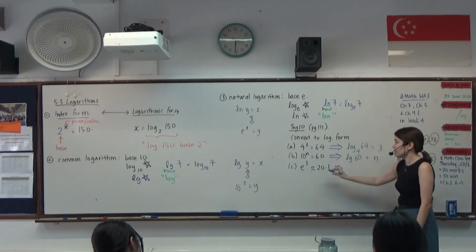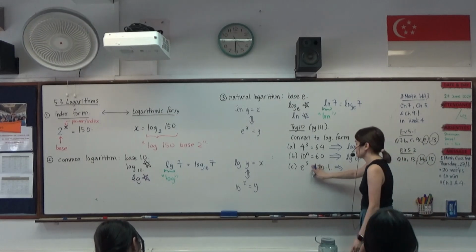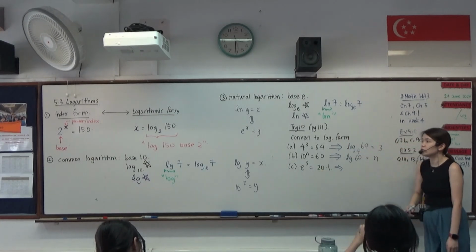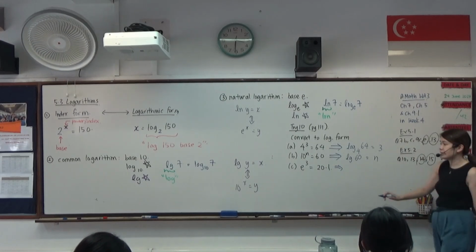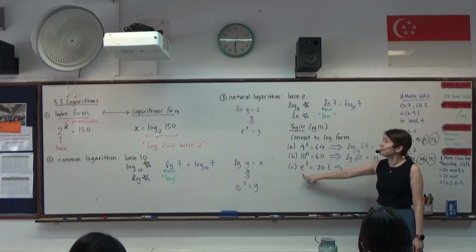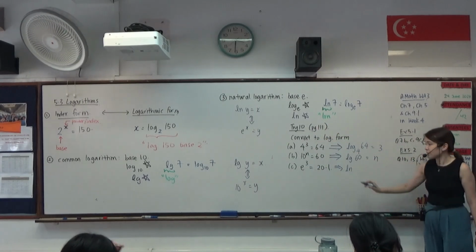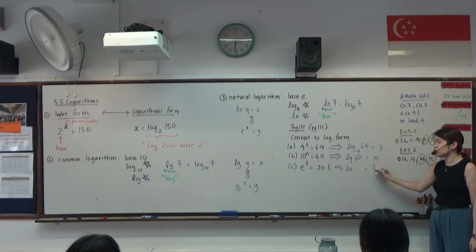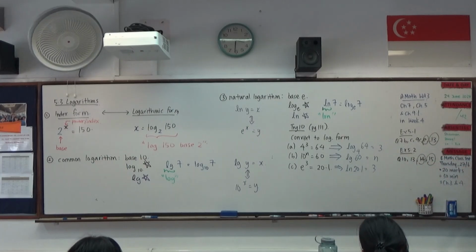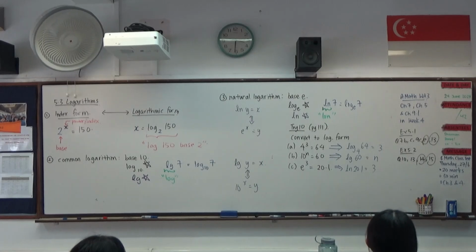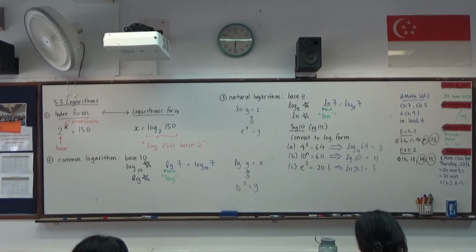Last one, e cubed approximately 20.1. Let's just take it as equals, so that we can change it into logarithmic form. Okay, so in this case, the base is e, so I'll do my natural logarithm. I'll use ln. So ln 20.1 equals 3. Okay, questions?